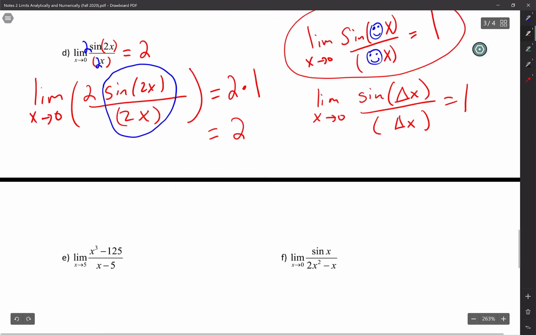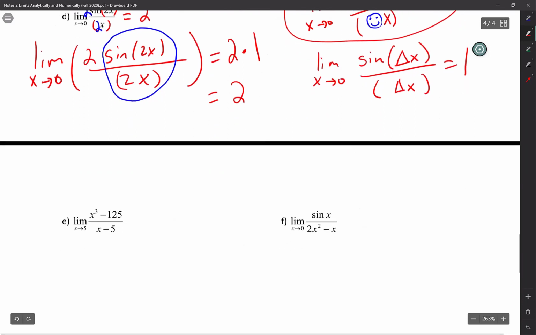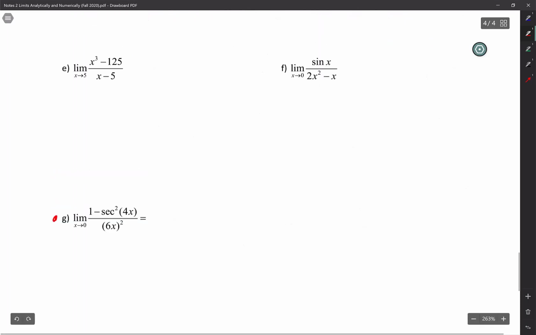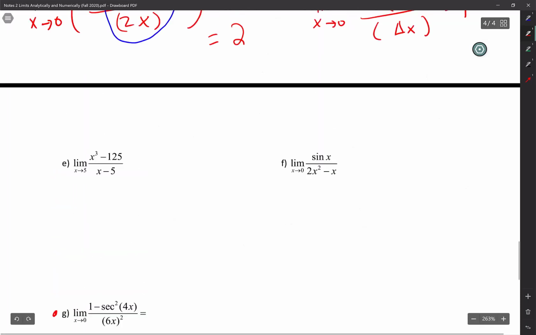Okay, here we go. Let's continue, guys. We're almost done. We only have 3 more. Ooh, letter G looks like it might be a killer. It looks like we might need some pre-cal on that one.